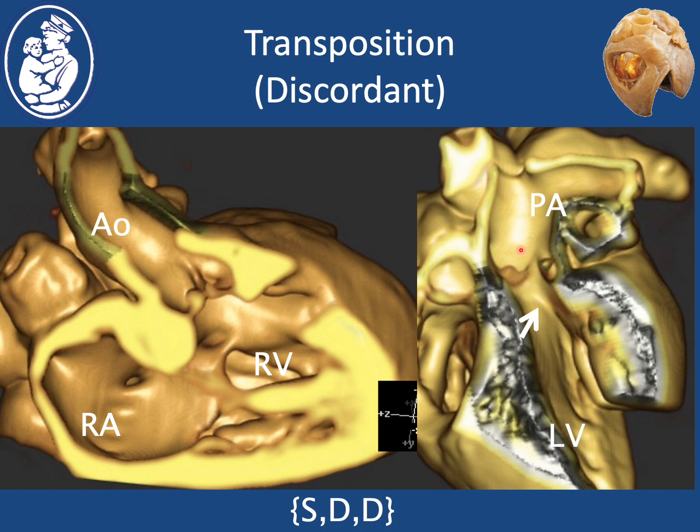The pulmonary artery here, indicated by its bifurcation into a right and left branch, is aligned with the left ventricle. In this case, the white arrow illustrates pulmonary to mitral fibrous continuity.